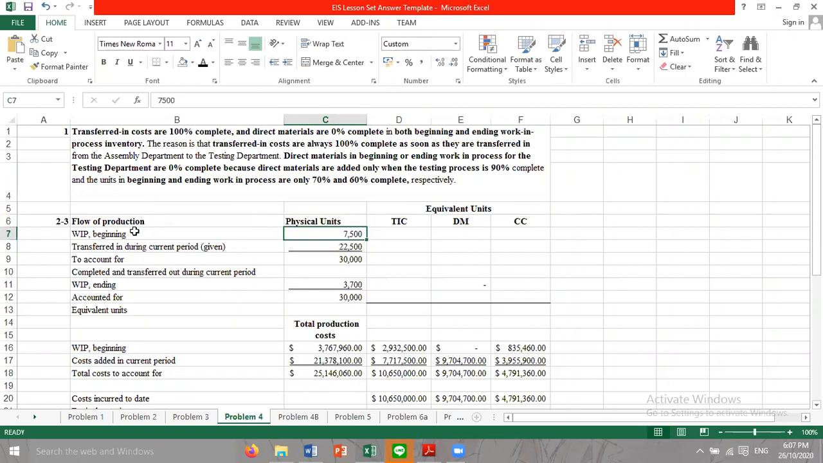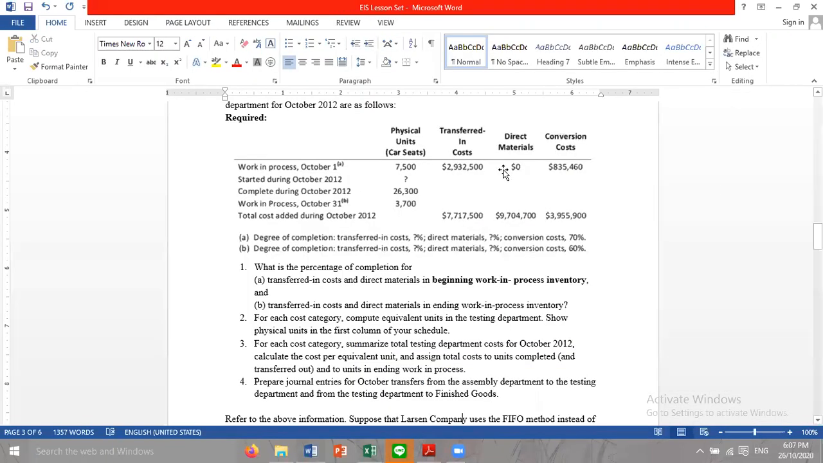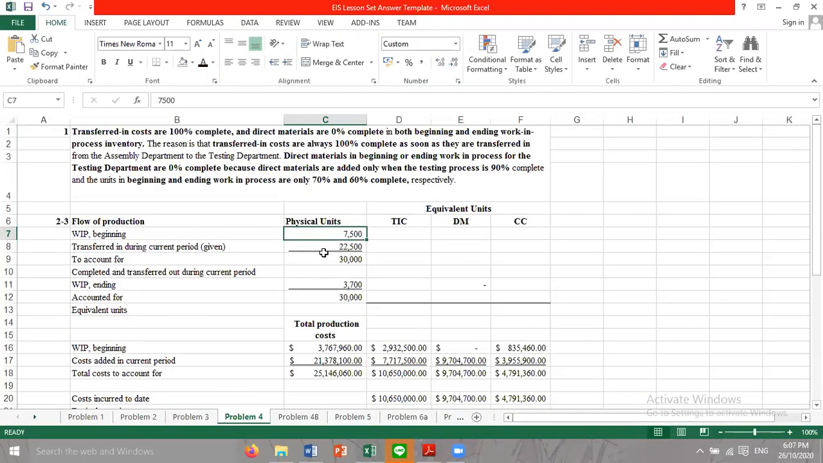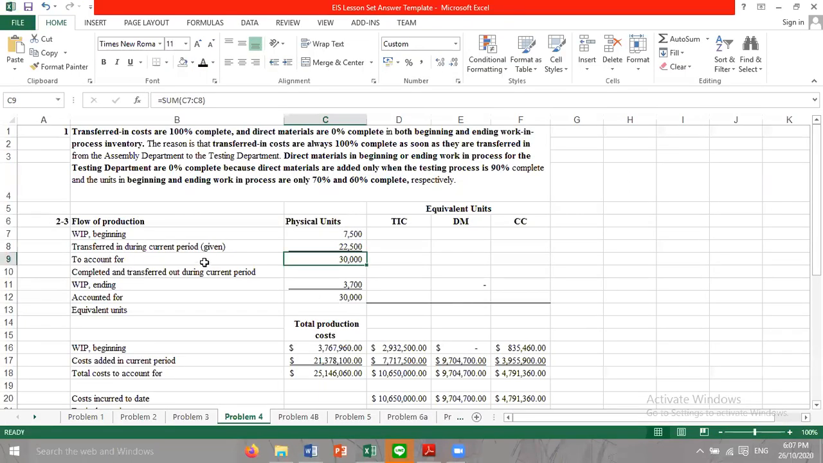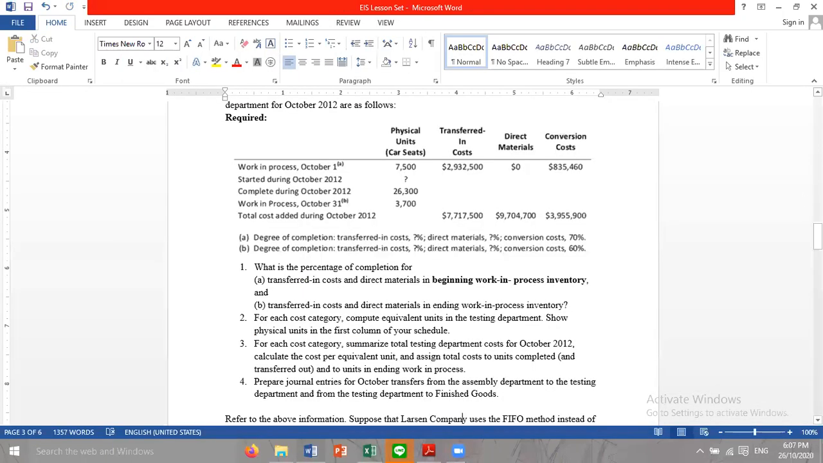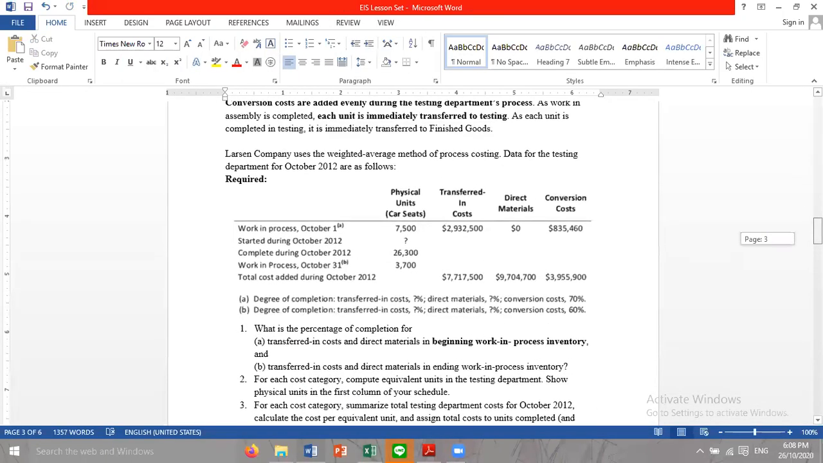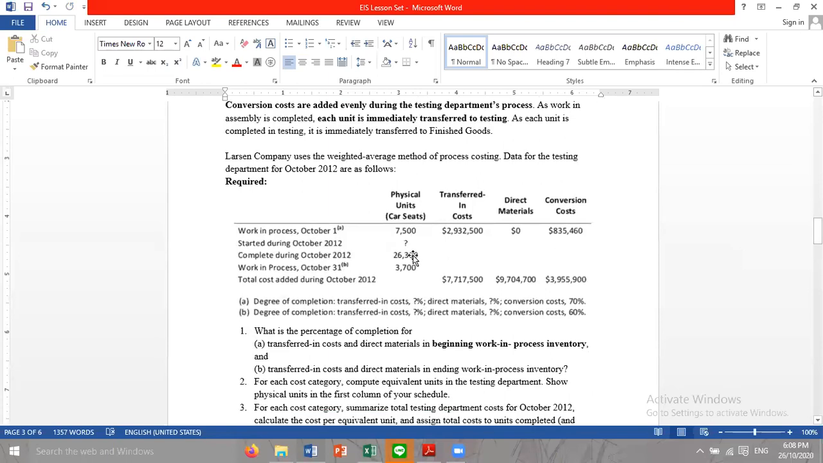In this case, we already have work in process beginning 7,500, as stated in the question. And then we have transferred in during the current period 20,500, and we have to account for 30,000. Transferred during the period should be here. Where is it? 20? Yeah, okay.